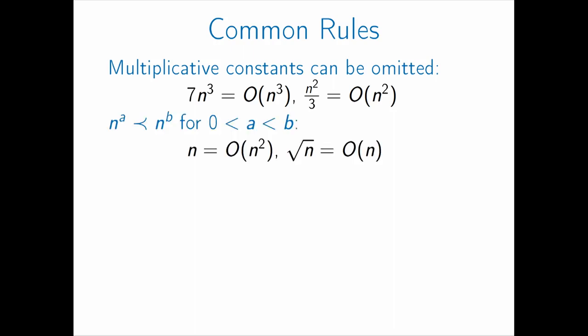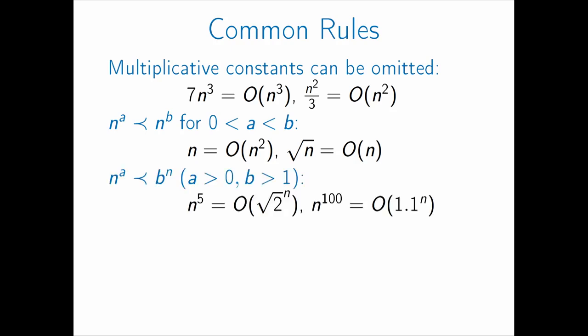The second thing to note is that if you have two powers of n, the one with the larger exponent grows faster. So n is O of n squared, since n grows asymptotically slower. Root n grows slower than n, so it's O of n. Hopefully this isn't too bad.